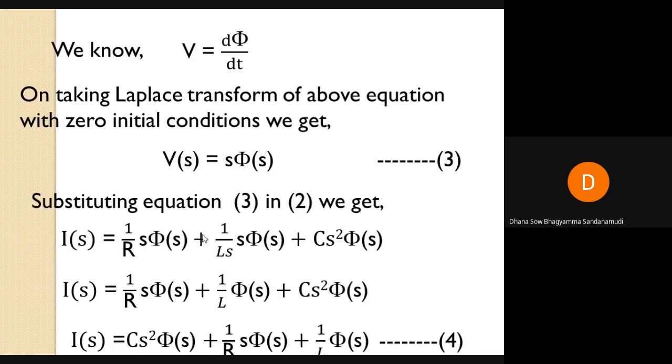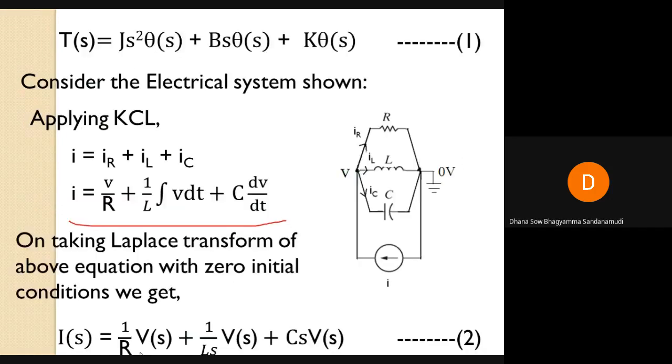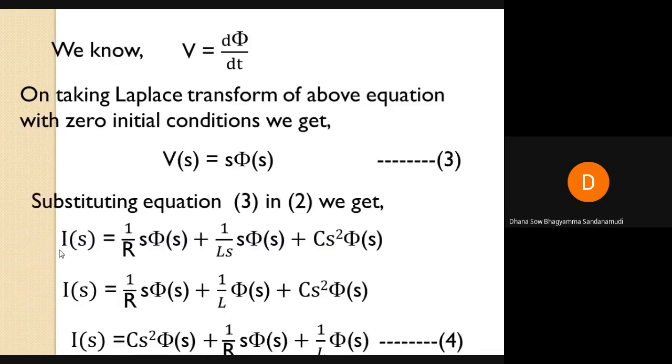Now, you know voltage is equal to the rate of change of flux linkage, isn't it? Voltage is equal to d phi by dt. So take the Laplace transform of this equation. You will get V of s equal to s into phi of s. Substitute this equation 3 in your equation number 2 instead of V of s. If you substitute, you will get I of s equal to 1 by R, and there was only V of s, so s into phi of s.